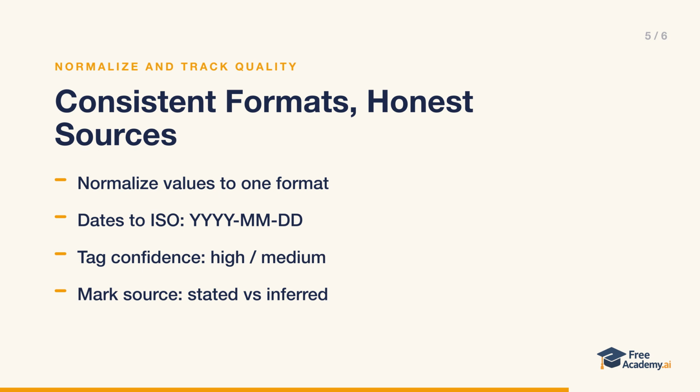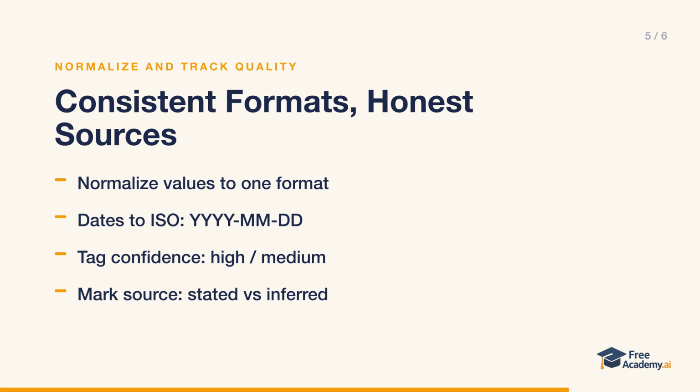Two finishing touches make your extracted data genuinely useful. The first is normalization. Text expresses the same thing in many ways. One sentence says March 15th, another writes 3/20/24, another spells out the 15th of April. You can ask the AI to convert all of them into one consistent ISO date format, year, month, day, so everything lines up. The second touch is quality indicators.